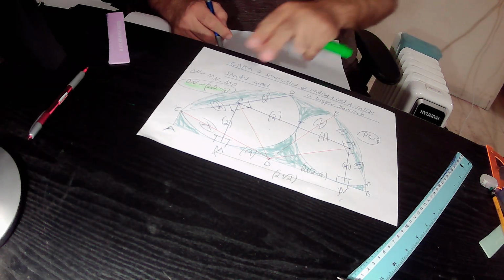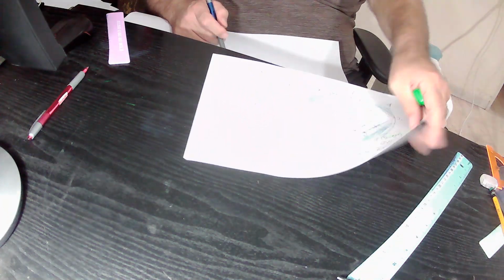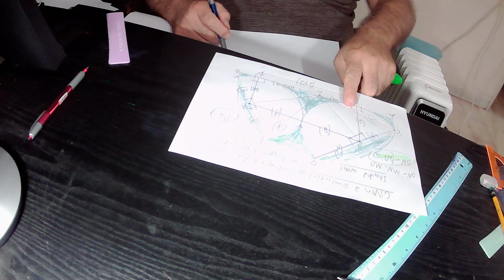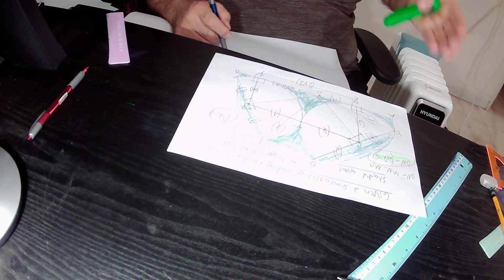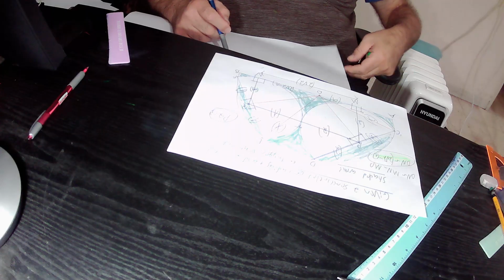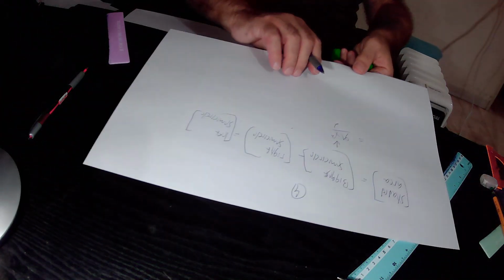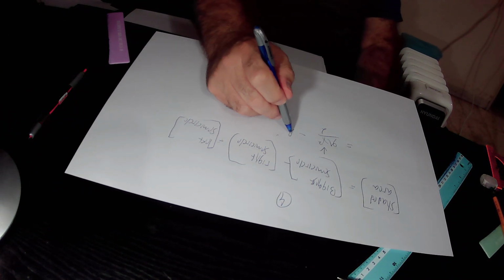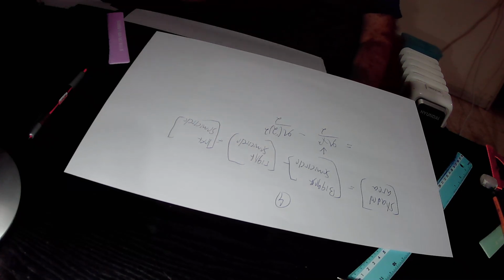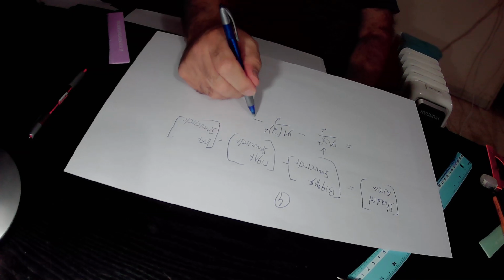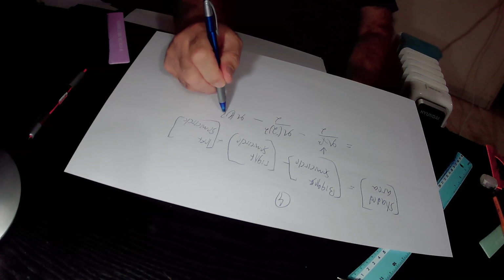of this right semicircle. The area of this right semicircle equals pi r squared over 2. R is 2, so it is pi times 2 squared over 2. Minus the area of the left semicircle, that is pi times 1 squared over 2.